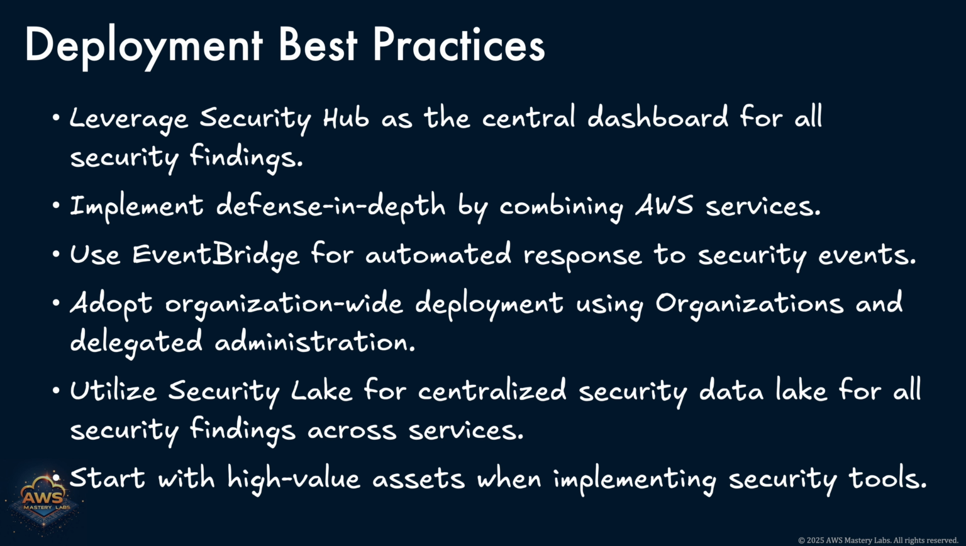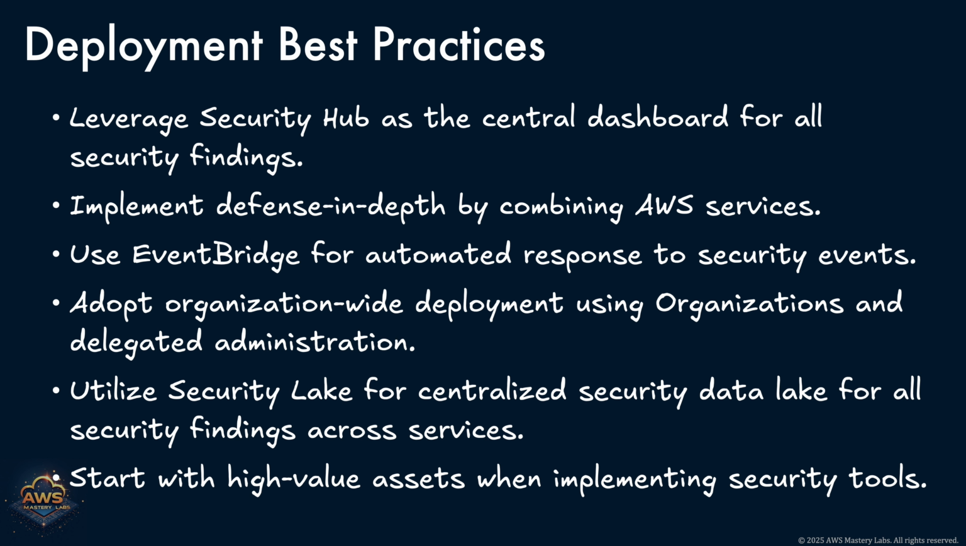As your security footprint grows, consider using AWS Security Lake to create a centralized data lake for all your security logs and findings. This unlocks deeper analytics using tools like Amazon Athena or SageMaker to run machine learning on security trends. When rolling out new tools, start with your most critical assets, like production workloads or sensitive data repositories, and then expand coverage from there. This helps you gain quick wins and prioritize where protection matters most.